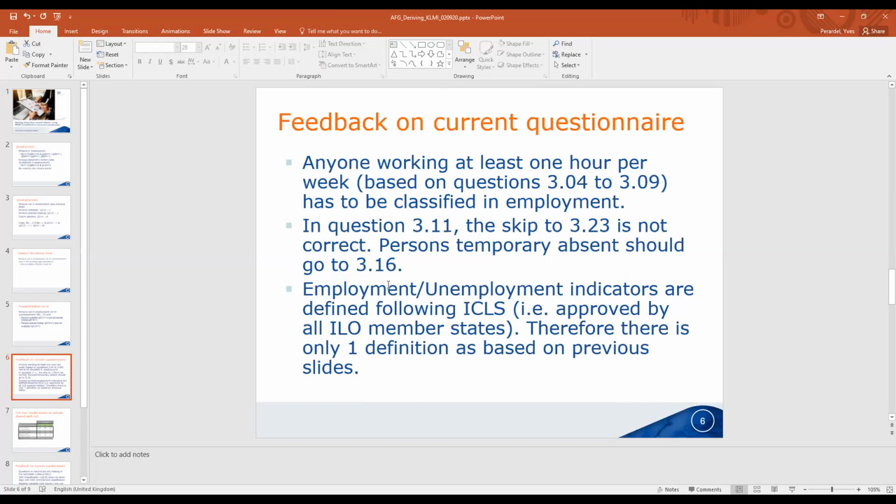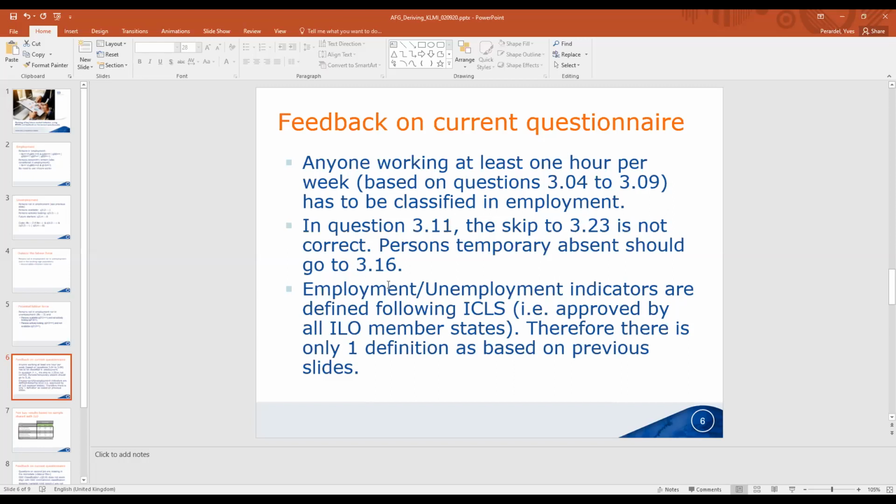I wanted to highlight something I already mentioned in the previous session, that employment and unemployment indicators are defined following the International Conference of Labour Statisticians. So they are approved by all the ILO member states. Therefore, there is only one definition of employment and unemployment.